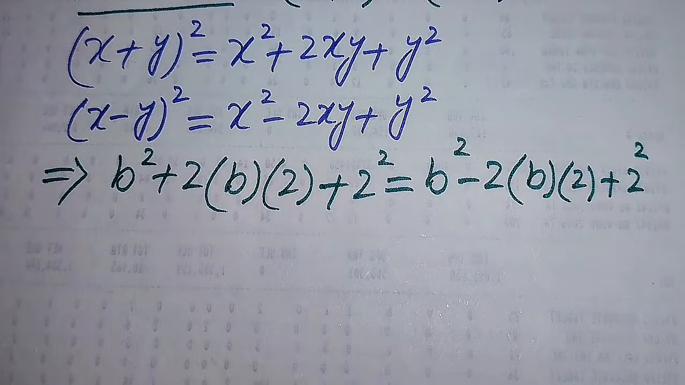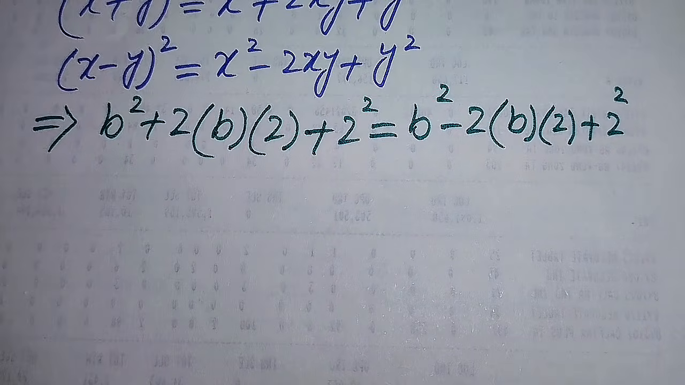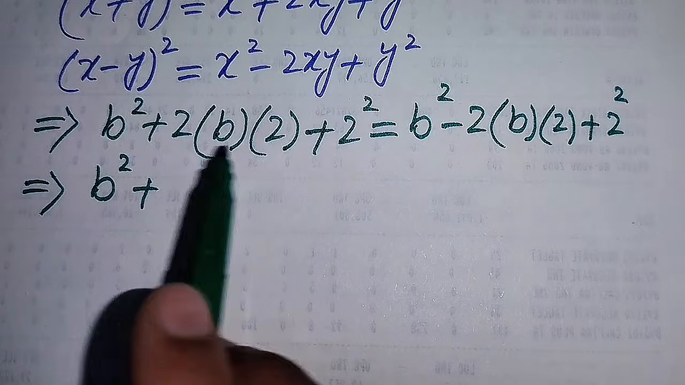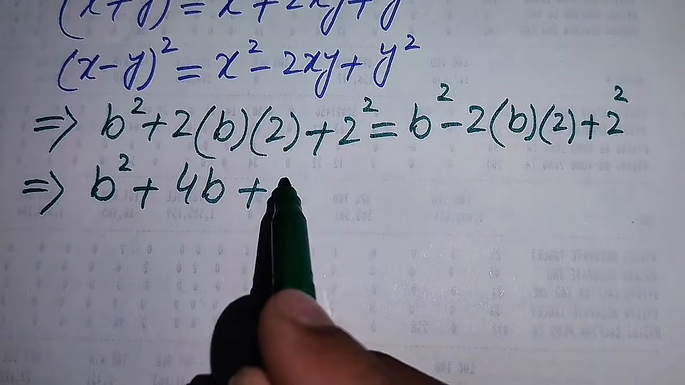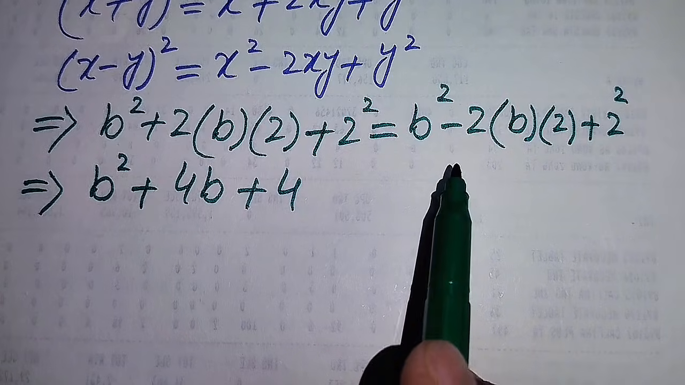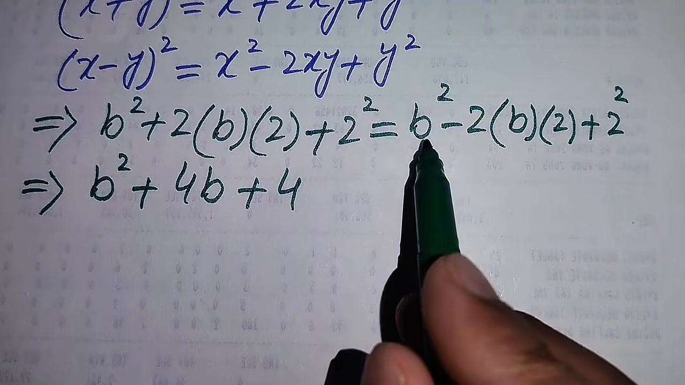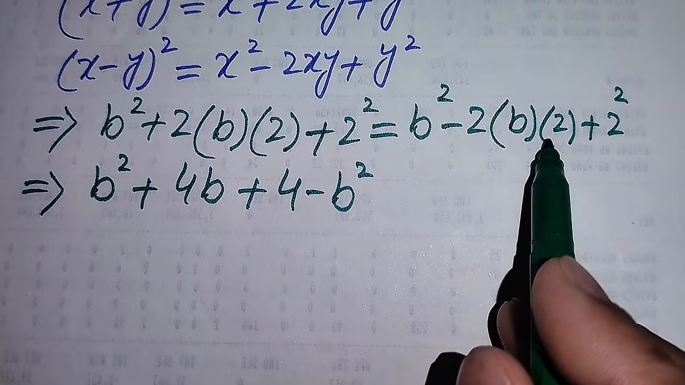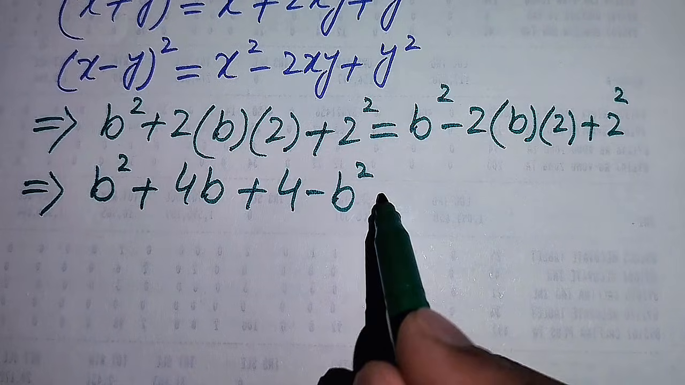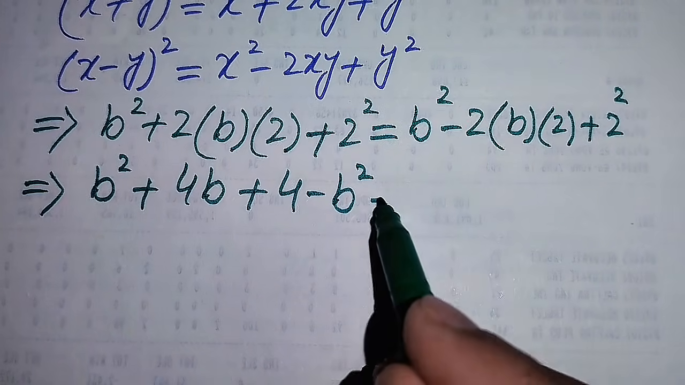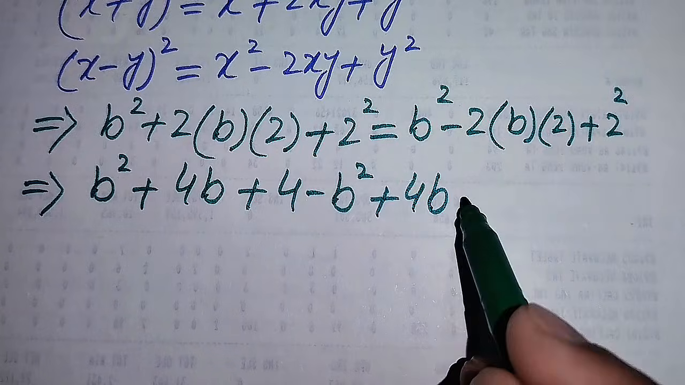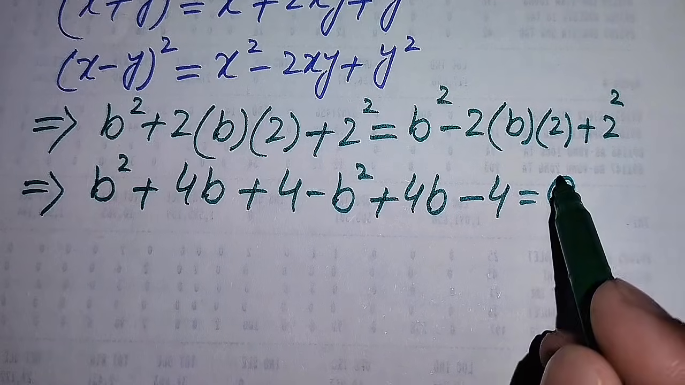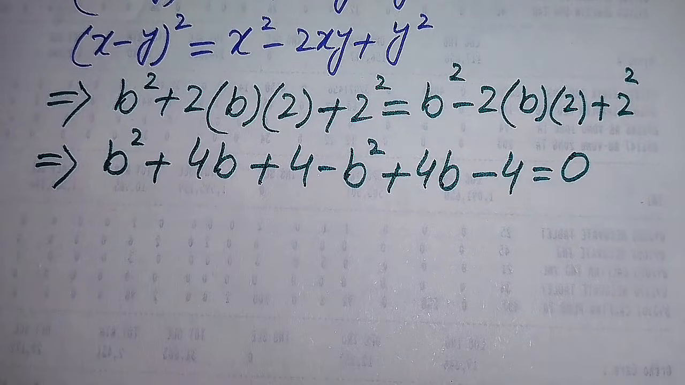And now in the next step, we need a little bit of simplification to solve this problem. So we have b^2 plus 2 times 2 becomes 4b, plus 2^2 becomes 4. Now we move all the terms from the right hand side to the left hand side. This is b^2, and when we move it to the left hand side it becomes -b^2. This is 2 times 2 becomes 4, and 4 times b becomes -4b, which when moved to the left hand side becomes +4b. And this is +4, which when moved to the left hand side becomes -4, and this whole equation is equal to 0.